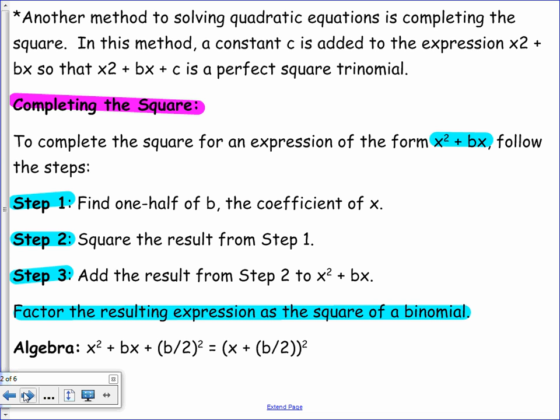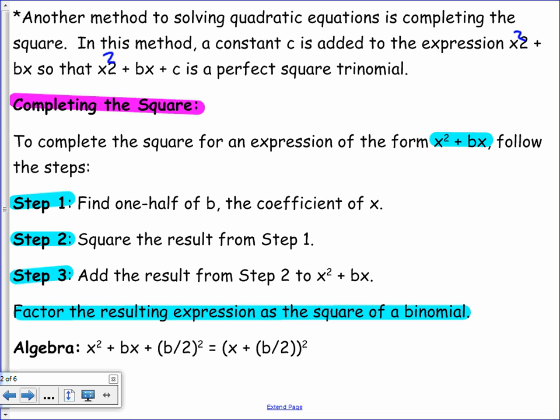What we're going to do is add a constant c to the expression x squared plus bx, so that x squared plus bx plus c is a perfect square. Sorry, that got changed.